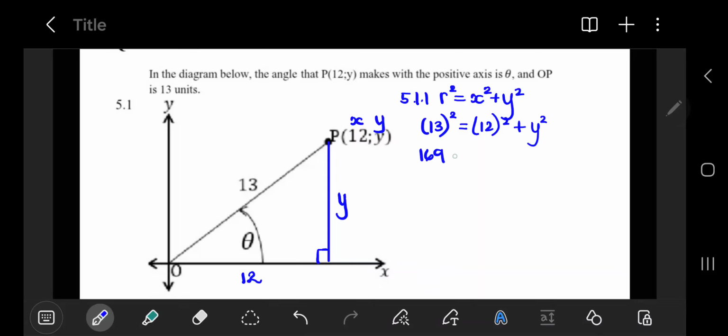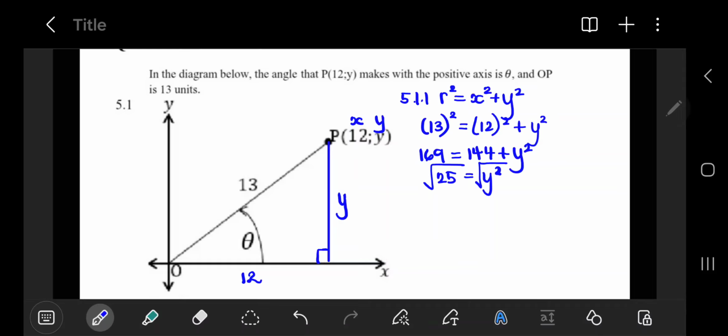13 squared is 169. 12 squared is 144. Now, to get y squared alone, let's take that 144 over to the left. It is going to subtract. We get 25 is equal to y squared. But to get rid of that square, you are going to square root both sides.